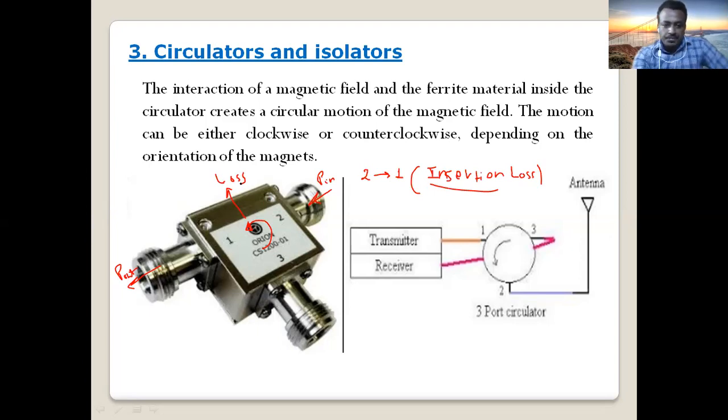Another thing here: this device is not perfect. There is leakage, and the signal will go to the wrong port. In this case, if a signal goes from port 2 to port 3 as output, that is wrong. We need this circulator to guide all the signal from port 2 to port 1 only. But there is leakage. A small amount of power goes in the wrong direction to port number 3 as output. That's what we call isolation.